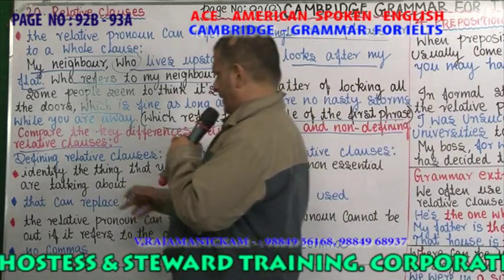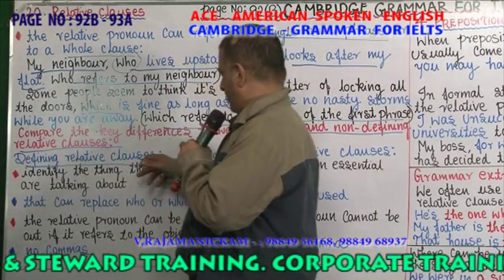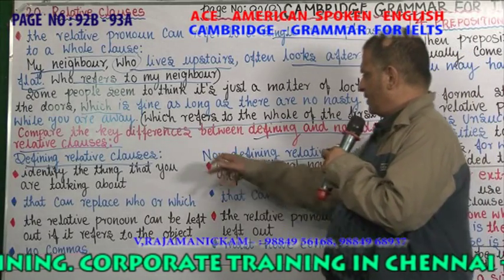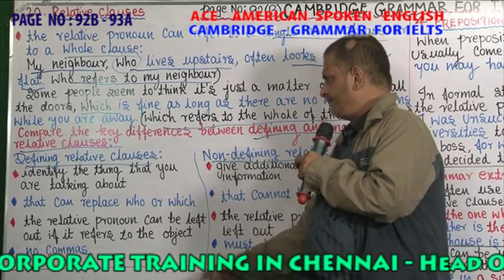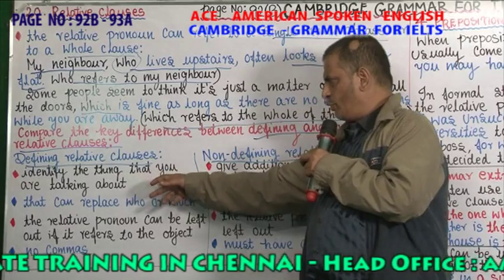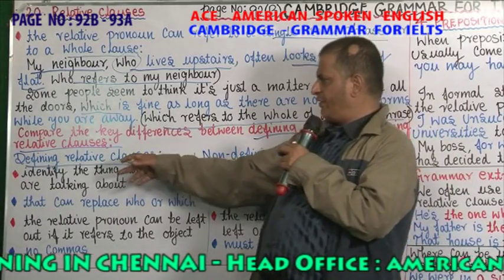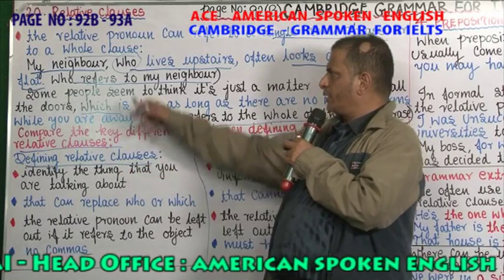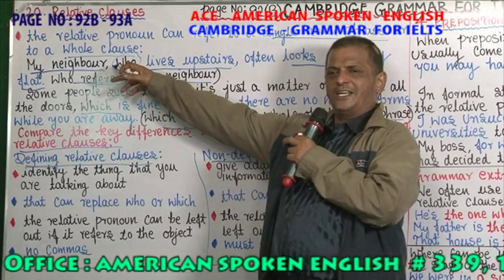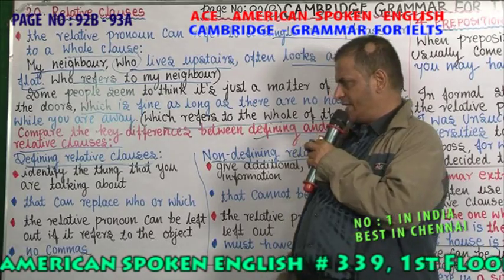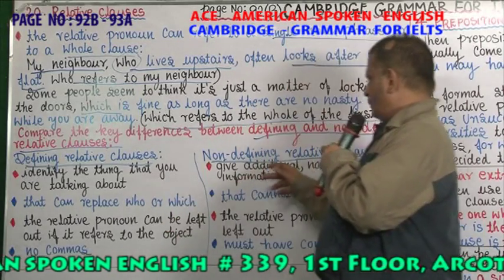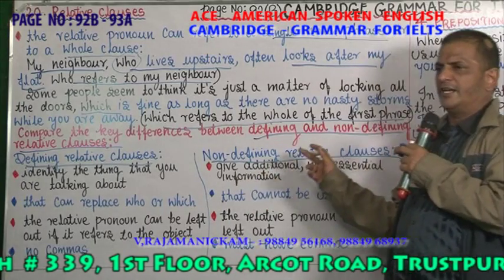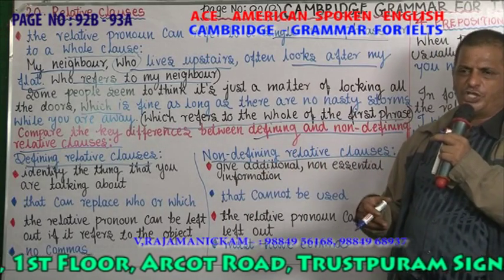See here, defining relative clause in one column and non-defining relative clause in the other column. So what's given here? Identify the thing you're talking about. A defining relative clause identifies the thing that you're talking about, my neighbor. It identifies your neighbor and tells which one it is. Here, give additional non-essential information. A non-defining relative clause gives additional information.